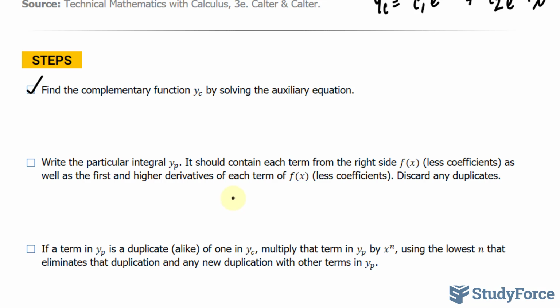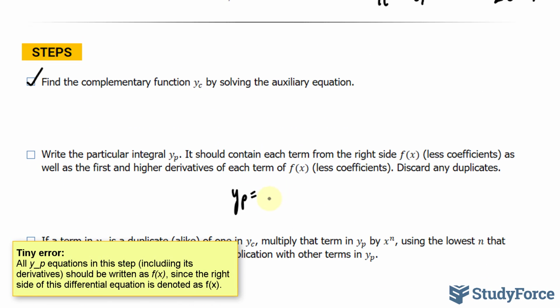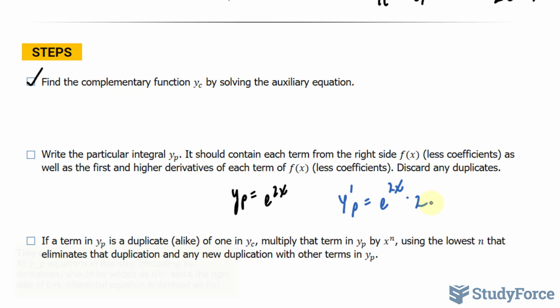Here's what I mean. Y subscript p is equal to the term on the right side, which is e to the power of 2x. I'll take the derivative of this equation, where I get y prime sub p is equal to e to the power of 2x, and we'll take the derivative of 2x, where it becomes 2. If I take the second derivative, I get y double prime sub p is equal to 4 times e to the power of 2x. Notice that this part continues to repeat.